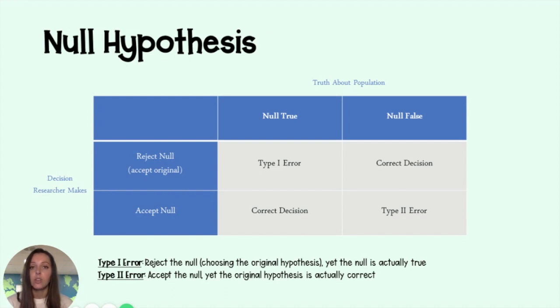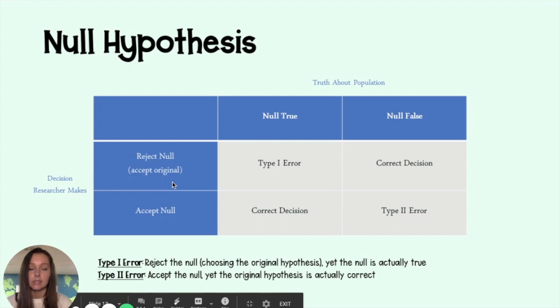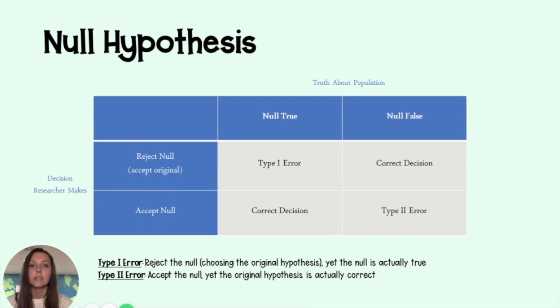Now, sometimes if you accept the null hypothesis and that was wrong, or reject it when you shouldn't have, there can be some errors that pop up. So if you are rejecting the null hypothesis and you're accepting the original hypothesis, that there is a difference between these two sets that is not due to chance, but you find out that the null hypothesis is true, that's going to come out to a type 1 error. So you're rejecting the null hypothesis even though it's actually true. That's a type 1 error.